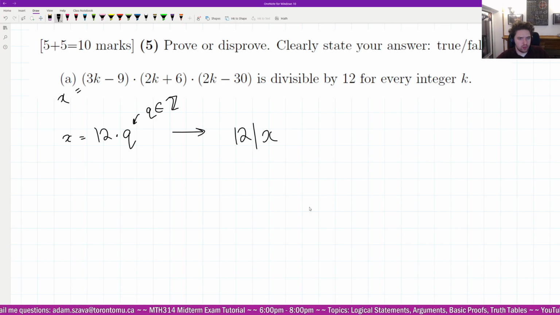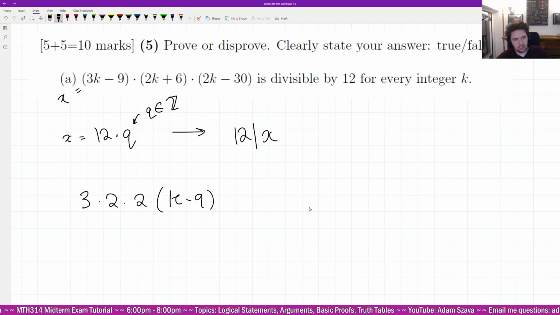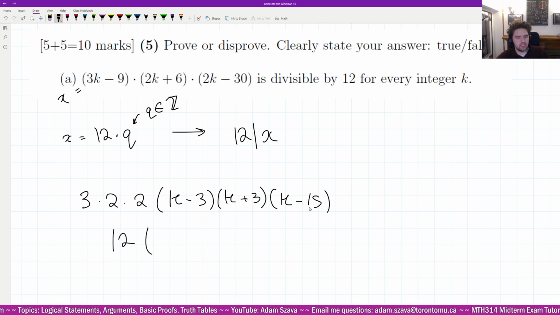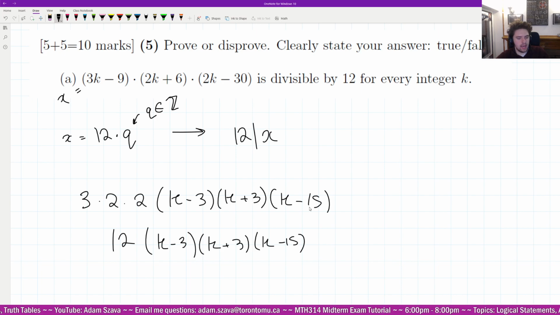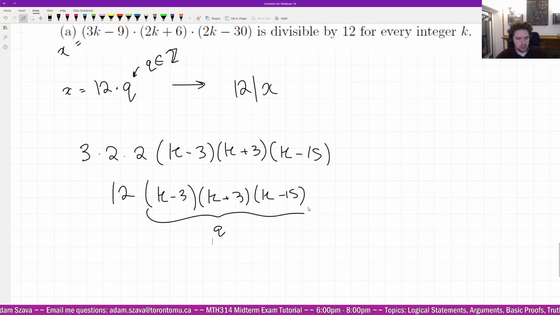So you just factor out a 3, factor out a 2, factor out a 2. So it's going to be 3 times 2 times 2, times k minus 9, k plus 3, k minus 3, k plus 3, and then k minus 15. And that's 12 times whatever, right? I'll just write it again. k minus 3, k plus 3, k minus 15. And so we've successfully written this as 12 times q, therefore 12 divides it.